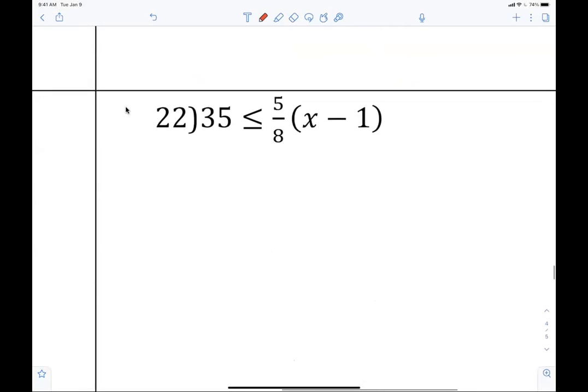Let's knock out 22. So what am I going to do first? Multiply by the reciprocal. So that would be what? 56. Thank you for practicing. Now what? What do we got? 57 is less than or equal to what?